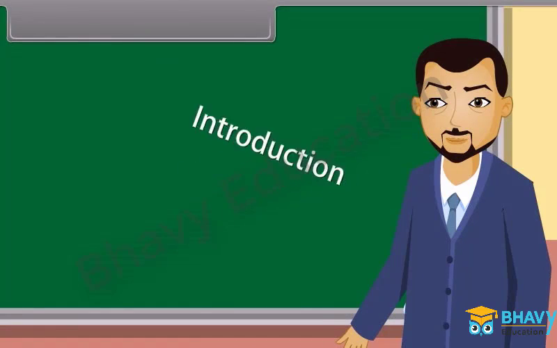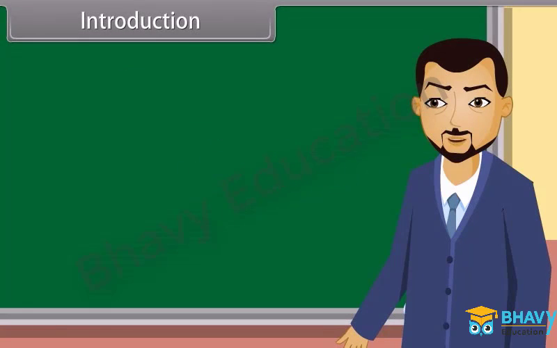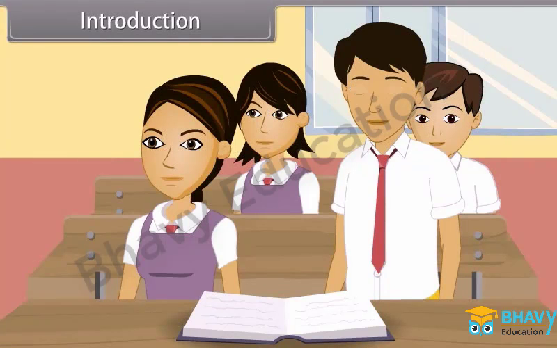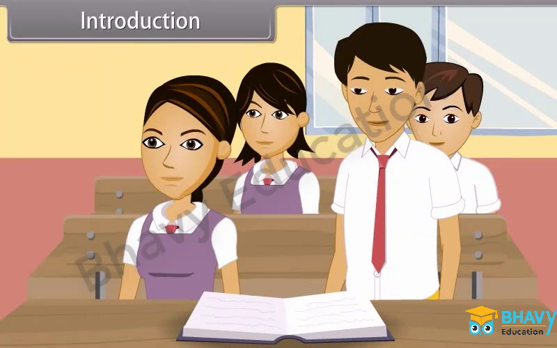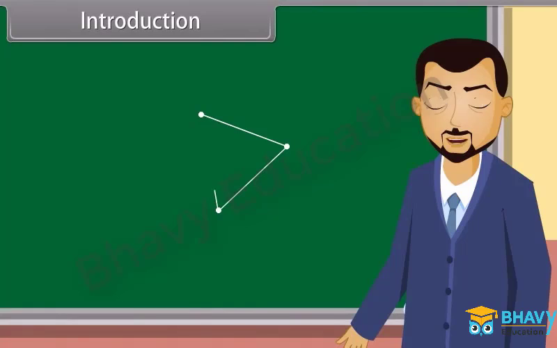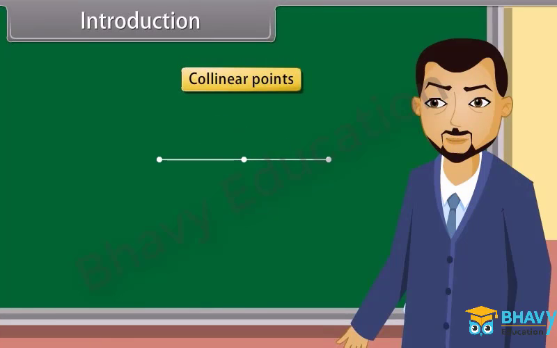Introduction. Students, can you tell what we get when we join 2 points? A line. Yes, we get a line when we join 2 points. And what do we get when we join 3 points? A triangle. Yes, we get a triangle. We also get collinear points.